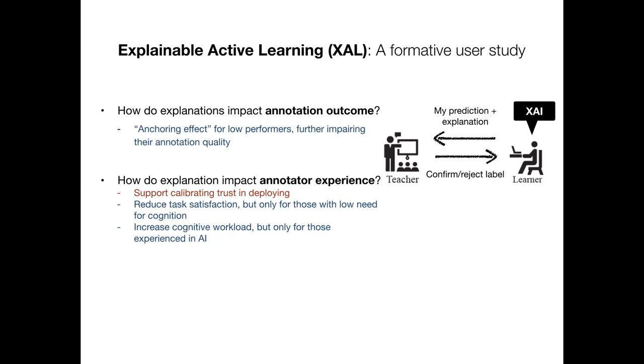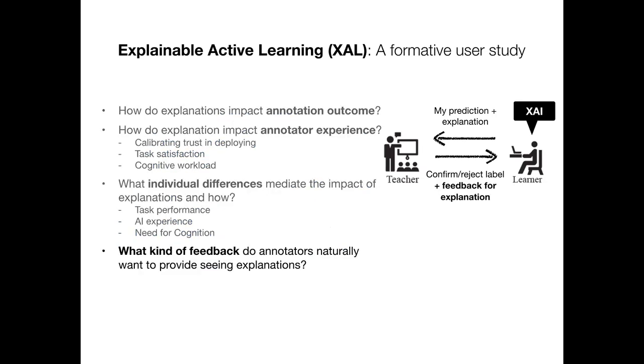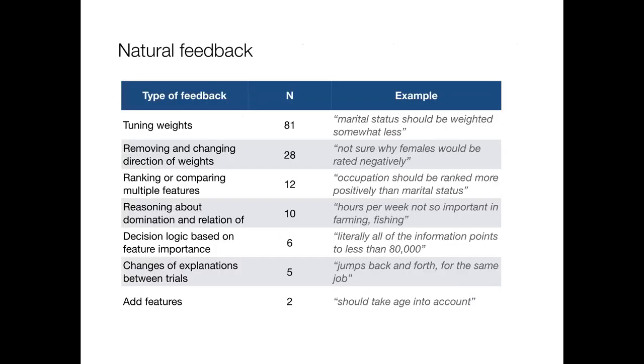Another primary goal of the experiment is to gather what kind of feedback people naturally want to give when seeing explanations. We conducted content analysis on people's open-form feedback and summarized a list of feedback that feature importance-based explanation could solicit. Our current work focuses on developing new active learning algorithms that incorporate such feedback as training signals.